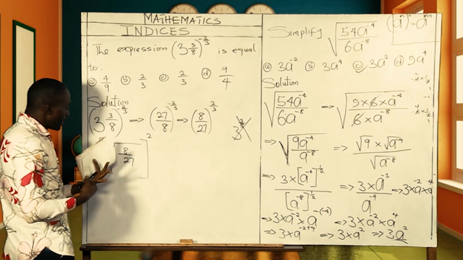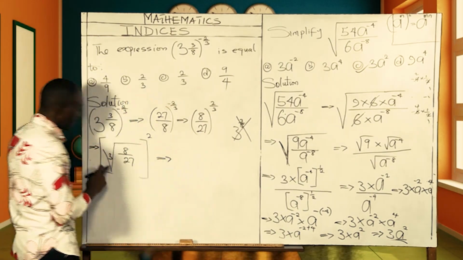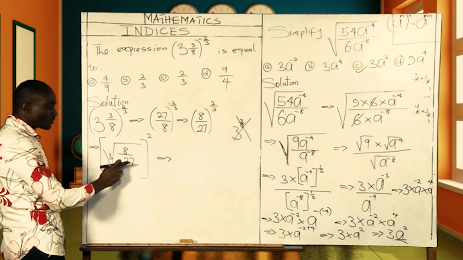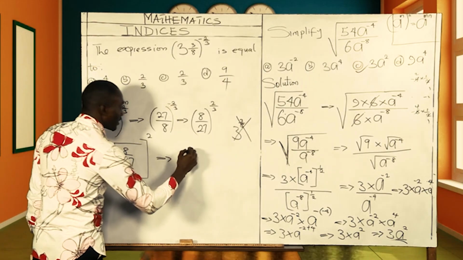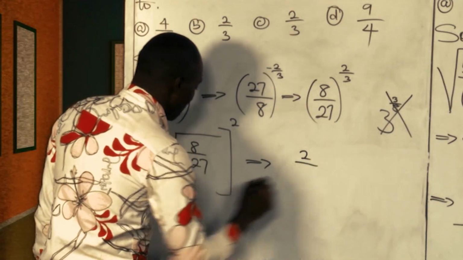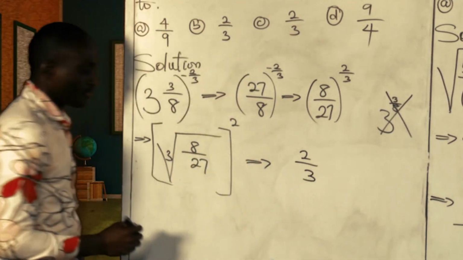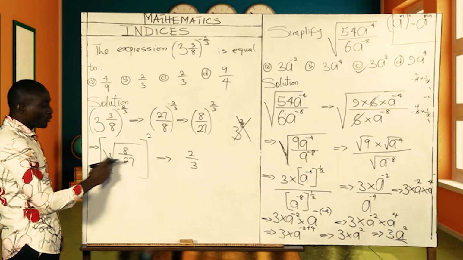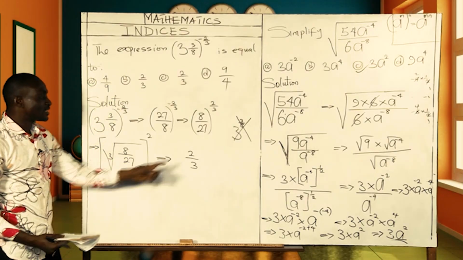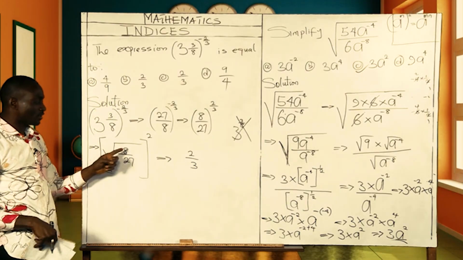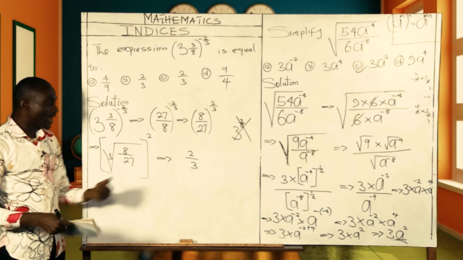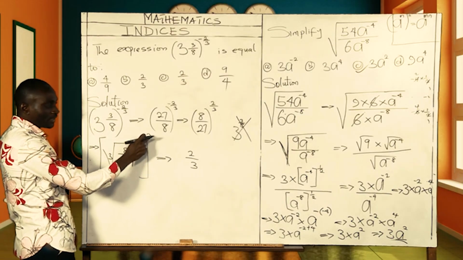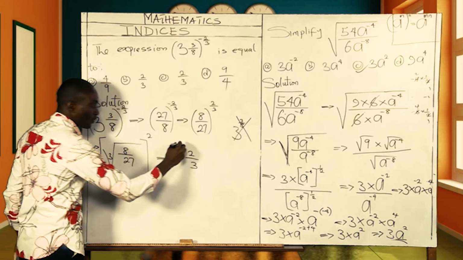Let's press forward. Cube root of 8 over 27 is 2 over 3. Cube root of 8 is 2, and cube root of 27 is 3. That is, it is 2 that will multiply itself 3 times to give us 8, and it is 3 that will multiply itself 3 times to give us 27. Now don't forget our power of 2.